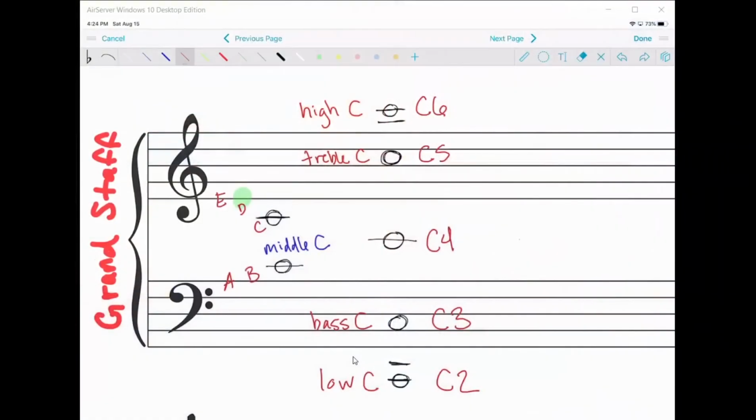So you have middle C in the middle, and we have 3 spaces going up. 1, 2, 3, there's treble C, 3 spaces going down, 1, 2, 3, there's bass C, and then 2 ledger lines going up, 1, 2, there is high C, 2 ledger lines going down, 1, 2, there's low C, okay? So everything operates around C on the grand staff and on the piano.